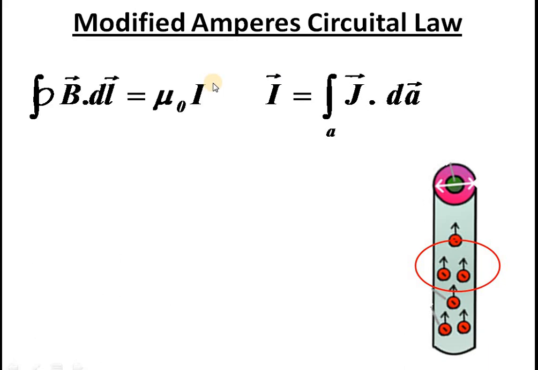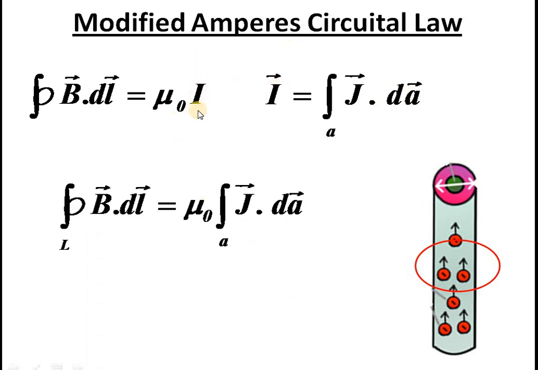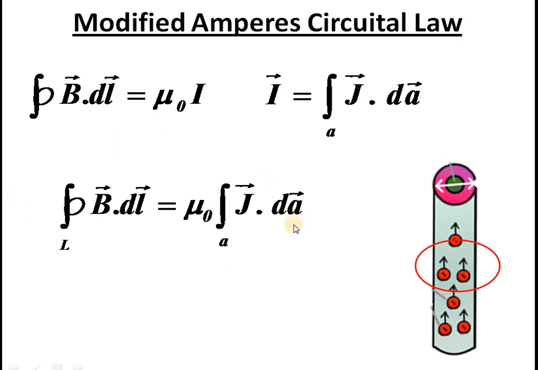Using this expression, you can modify the Ampere's law that we studied. We had Ampere's law, the line integral of vector B dot dl is equal to mu 0 times I. And we derived that I is equal to the surface integral of J dot dA. Let us replace this I here. This I is removed and the surface integral of J dot dA is placed instead of I. So we got this kind of a relation.